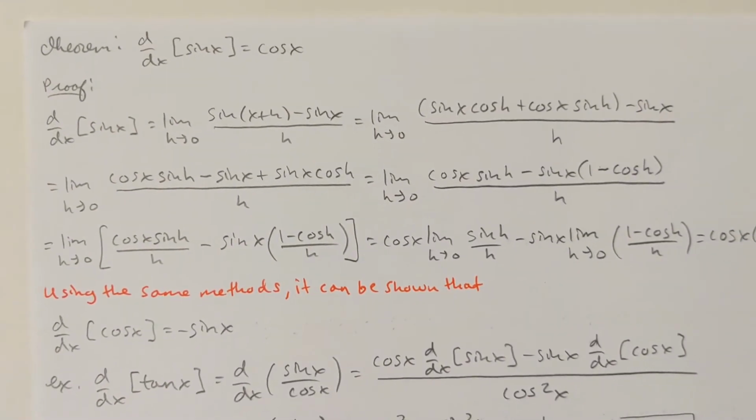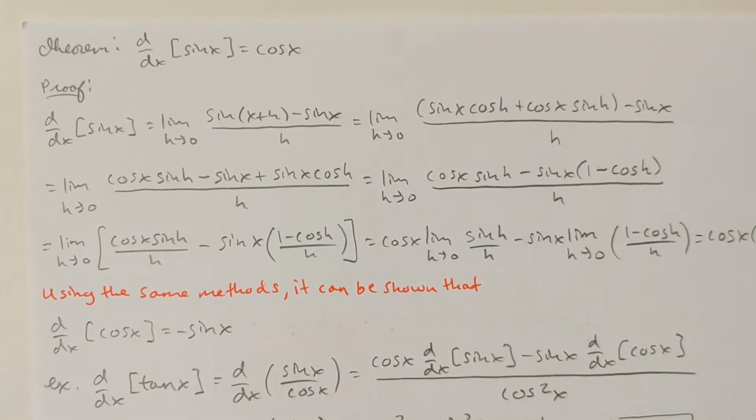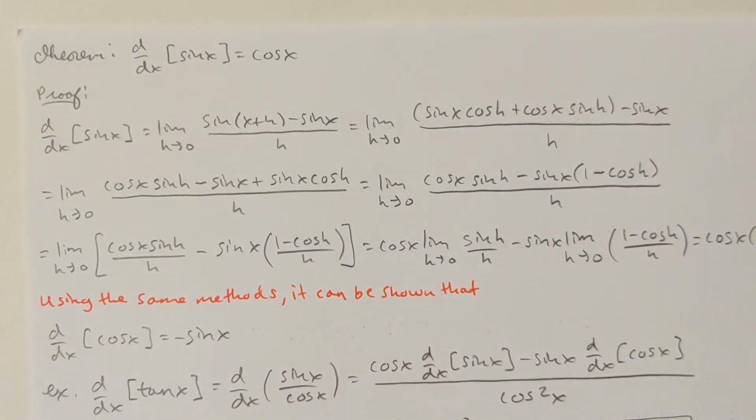So let's take a look at the theorem next. Okay, the derivative of sine of x is equal to cosine x. Let's take a look at a proof of that.